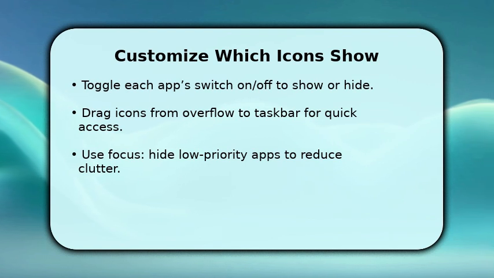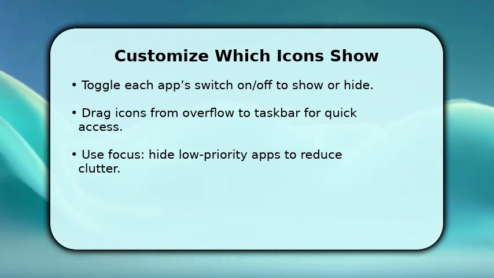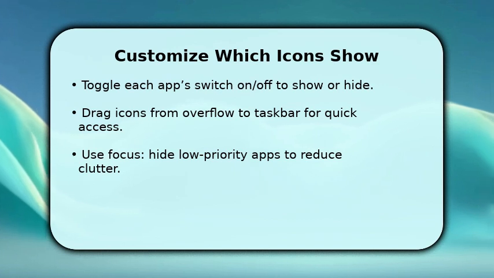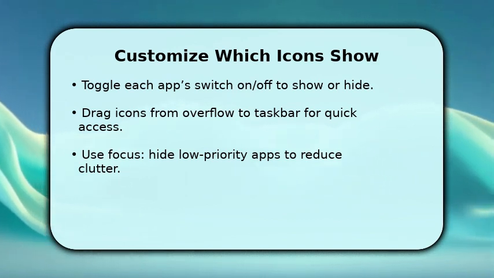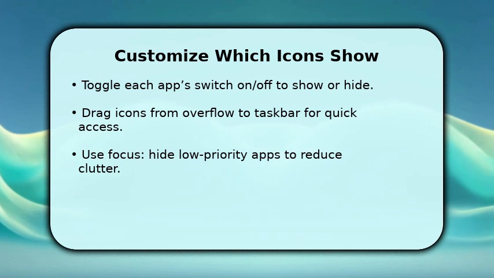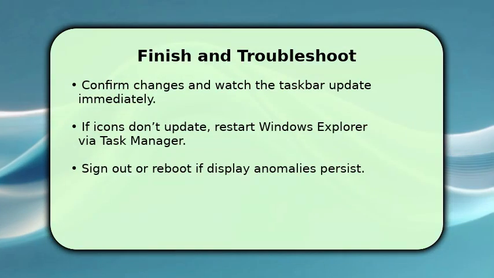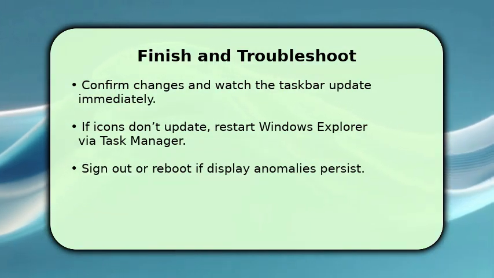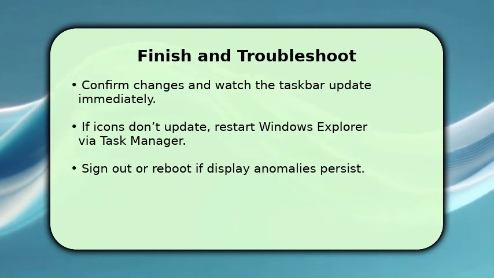Conversely, toggle switches off for apps you rarely use. This method gives you granular control and explains why some icons disappeared. They were toggled off. Or finish by confirming your toggles. The taskbar updates immediately when you switch icons on or off, so visually verify the result.